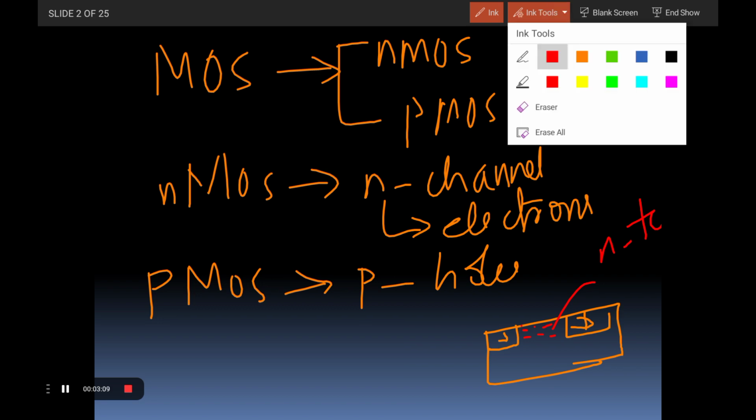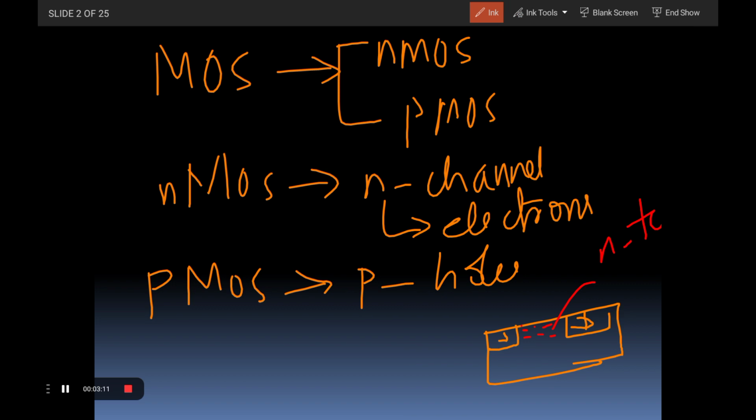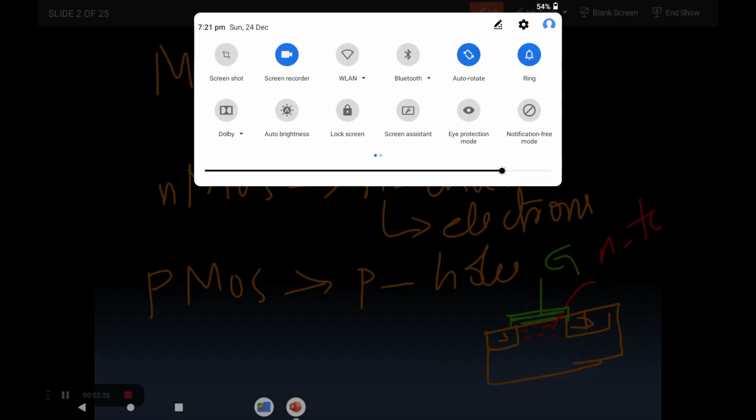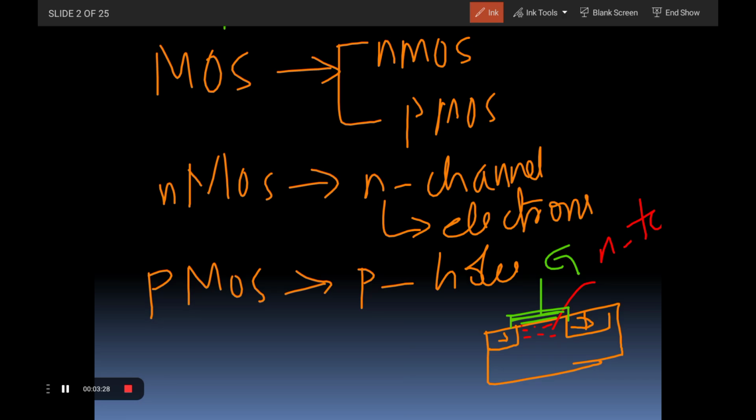If you want to form a channel, obviously we need some voltage. Why is voltage needed? Suppose this is a gate terminal. I don't want to go into the construction of the MOS transistor, I just have to discuss very important points related to this. Suppose you want to form a channel between the source and drain, obviously you need to form electrons under the gate terminal. How is it possible?